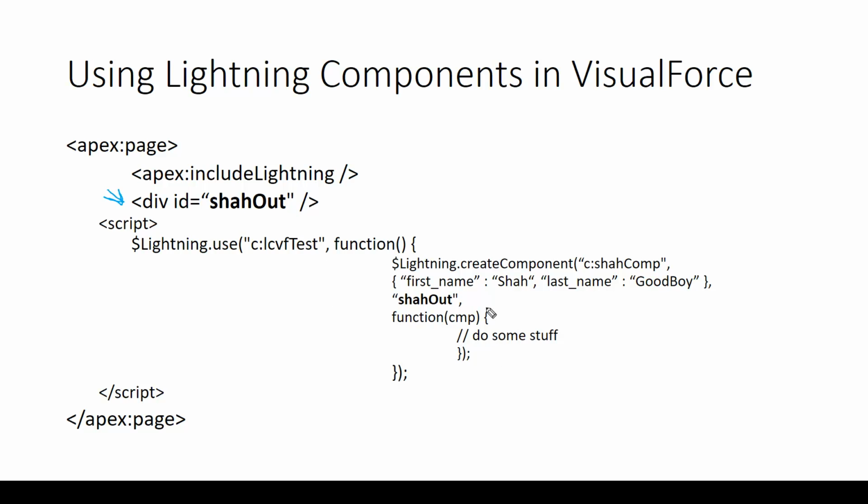The third parameter of our Lightning.createComponent function is the location. This ID is case sensitive, so give all lowercase. I have given a capital O, but try to give all lowercase, or follow whatever strategy is okay for you. Then I have the script here.